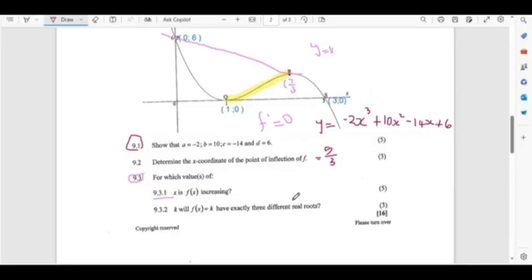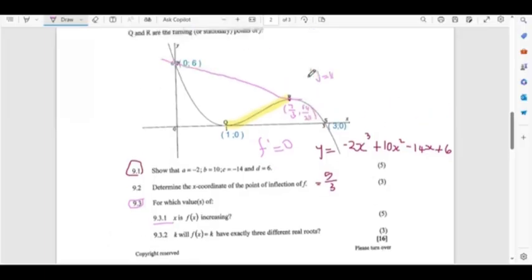How would you go about doing that? First, you need to find the corresponding y value for this value of R. Let's find the y value here. Let's substitute 7 over 3 where we see our x, because remember, this is our original formula. So you're going to say minus 2 multiplied by 7 over 3 cubed, plus 10 multiplied by 7 over 3 squared, minus 14 multiplied by 7 over 3, plus 6. Punching that into your calculator, you get a value of y as 64 over 27.